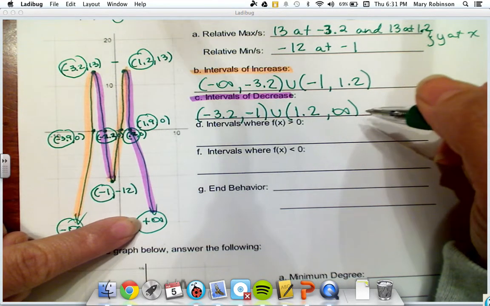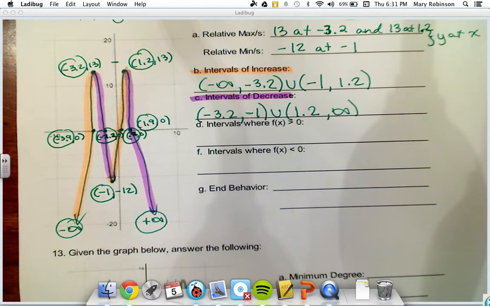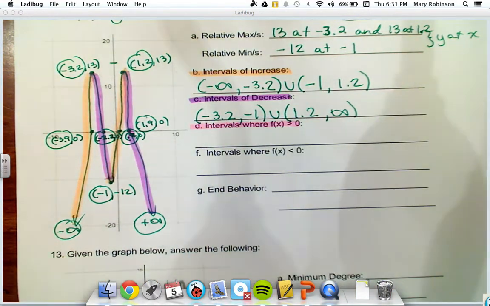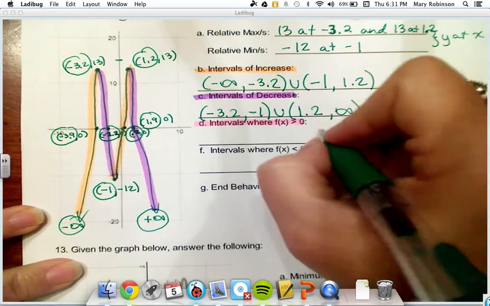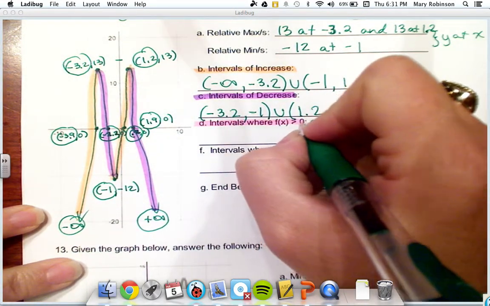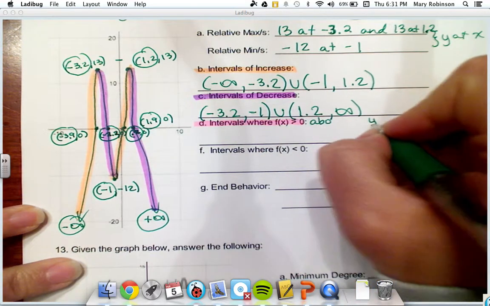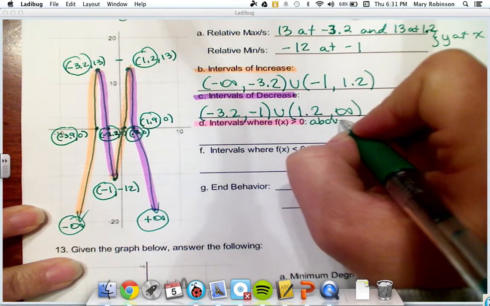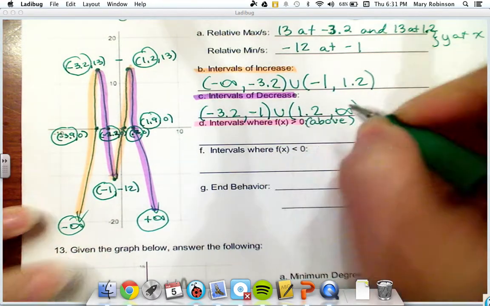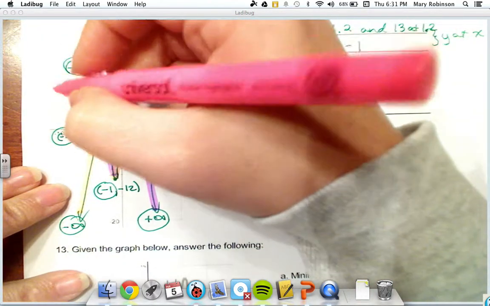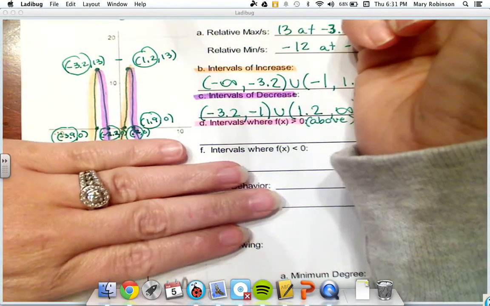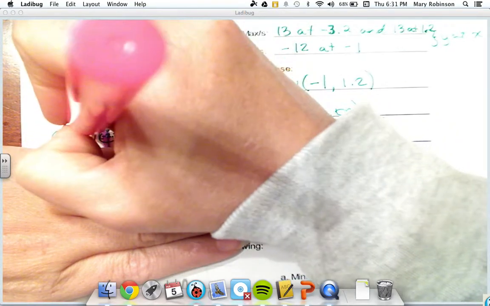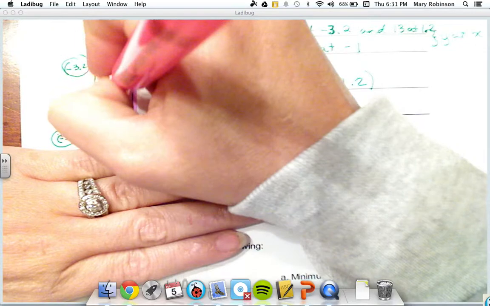So writing that negative, positive infinity will definitely help you because as you follow your finger, you'll know what to put in your interval. All right, next we're going to do on our graph where our function is above the x-axis. So just remember f of x greater than 0, that f of x means y, and greater than 0 means positive. So we're looking for our positive y's, which are above the x-axis. So on my highlighter, remember I said that you could cover up the bottom and then just look up here. So it's above from here to here and above from here to here.